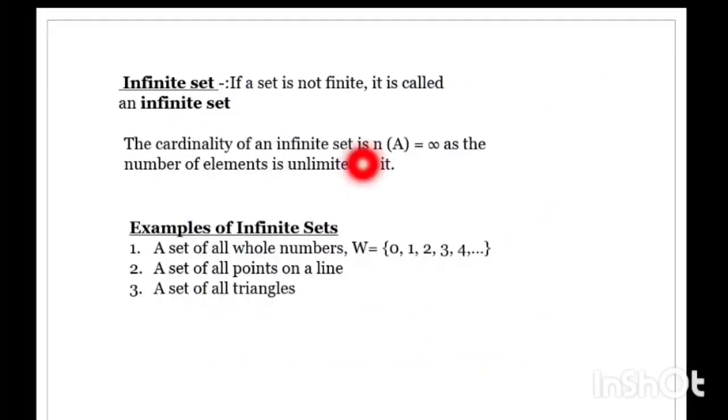Infinite set. The set which is not finite is called an infinite set. जो सेट फाइनाइट नुह ताकू आमे कहता infinite set. The cardinality of an infinite set is represented by n(A) equal to infinity. As there is an unlimited number of elements in this set, we cannot count the number of elements, so it is represented by infinity.